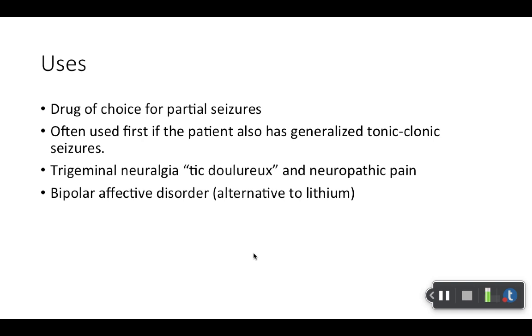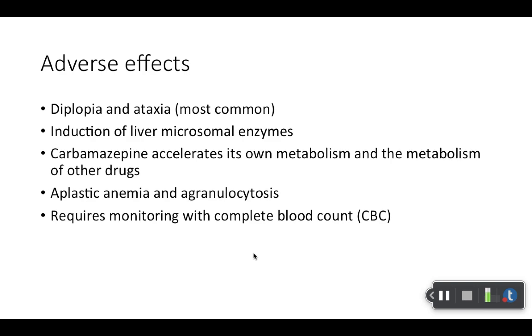But for categorization purposes, they're going to be seizure medications. We're going to talk about them, they're going to come up in the musculoskeletal module, and then they're going to come up again in the psychiatric module. So again, try to connect the dots and think about these a little more globally. But for this module, they are anti-seizure medications.